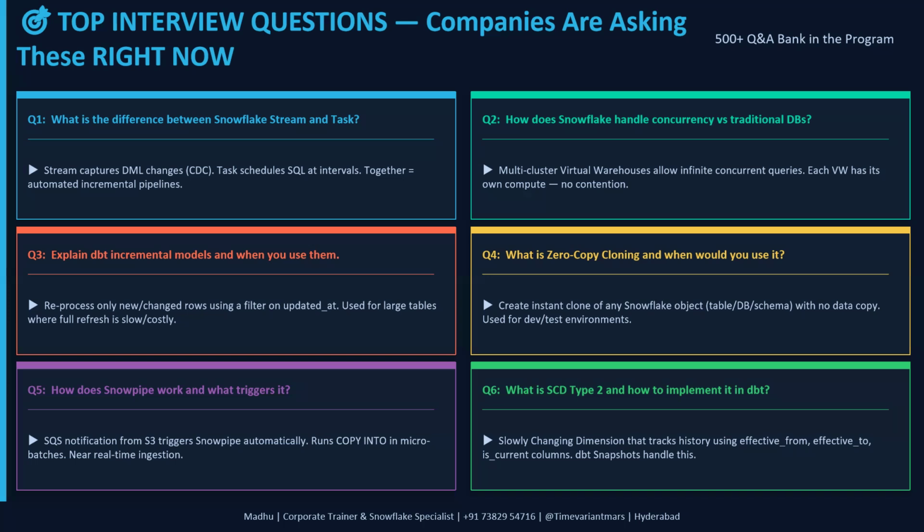So, six questions in total, six bulletproof answers. In this program you will get 500 more for Snowflake, dbt, AWS, Azure, ADF, Python, all scenarios, all with model answers. Okay, then let's go on with the other.